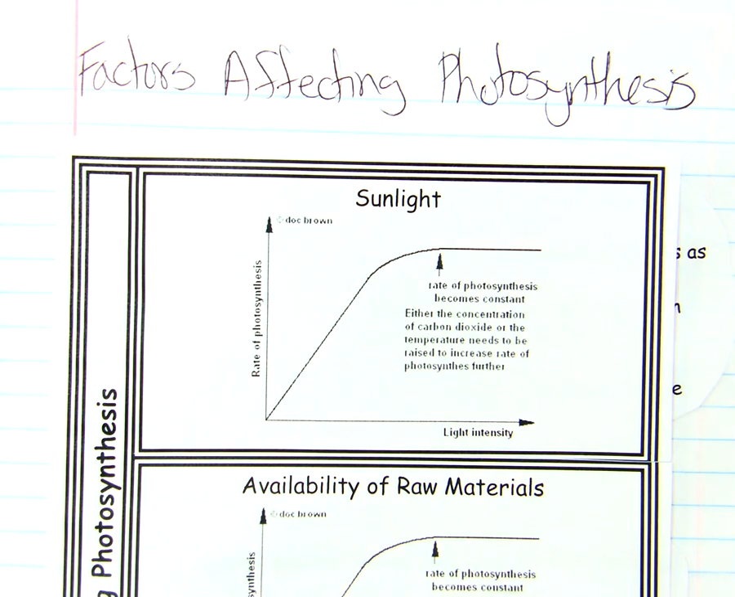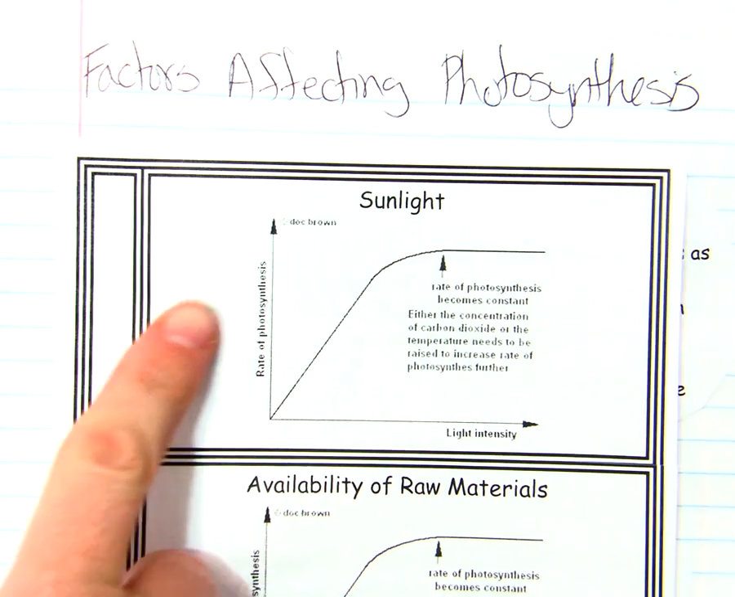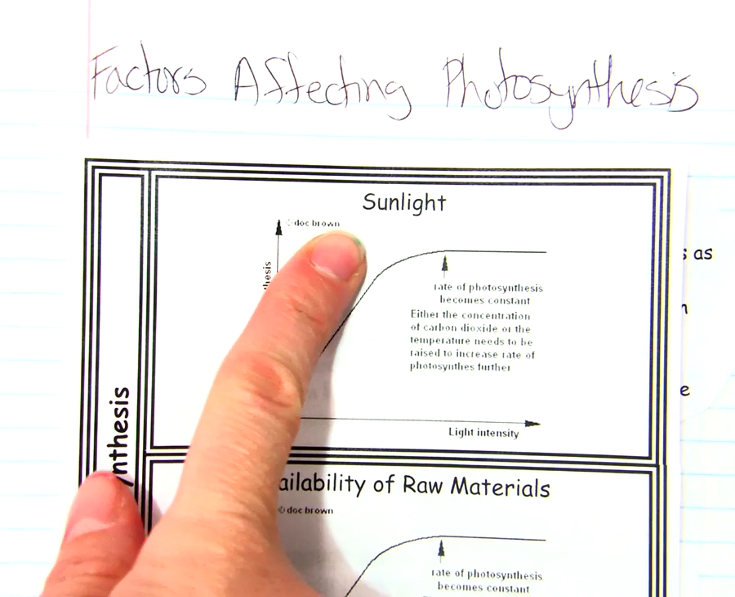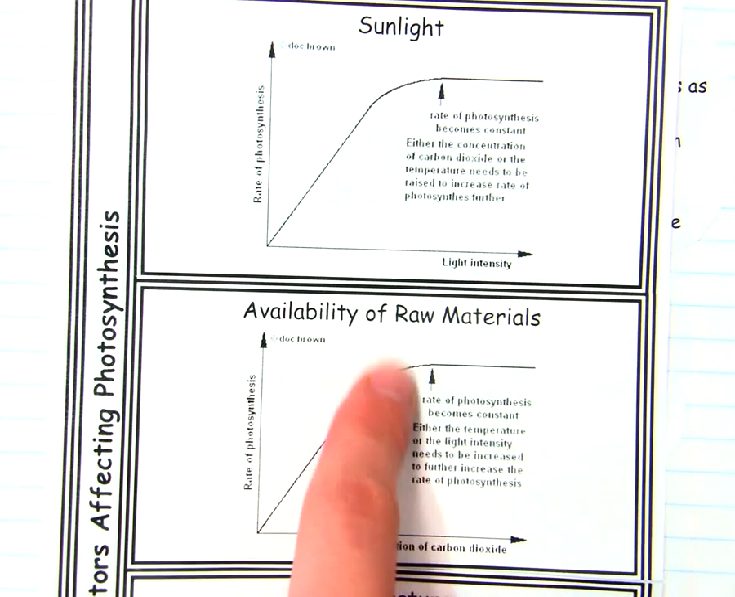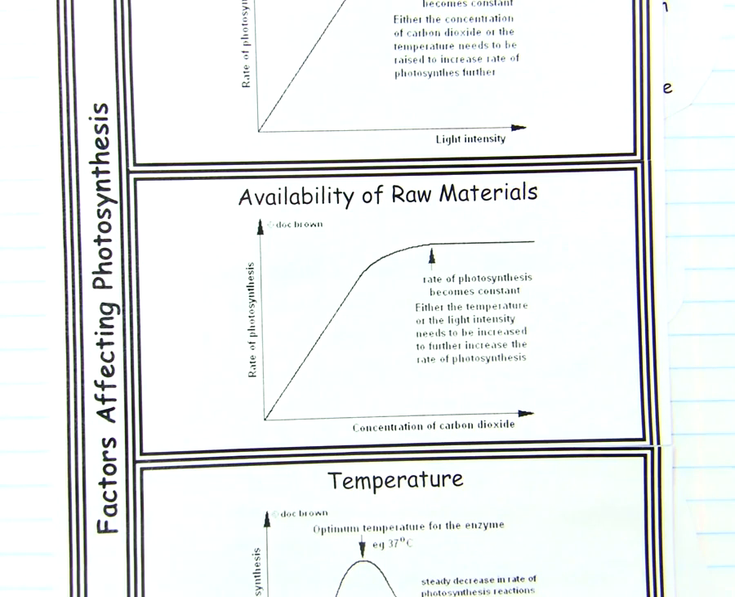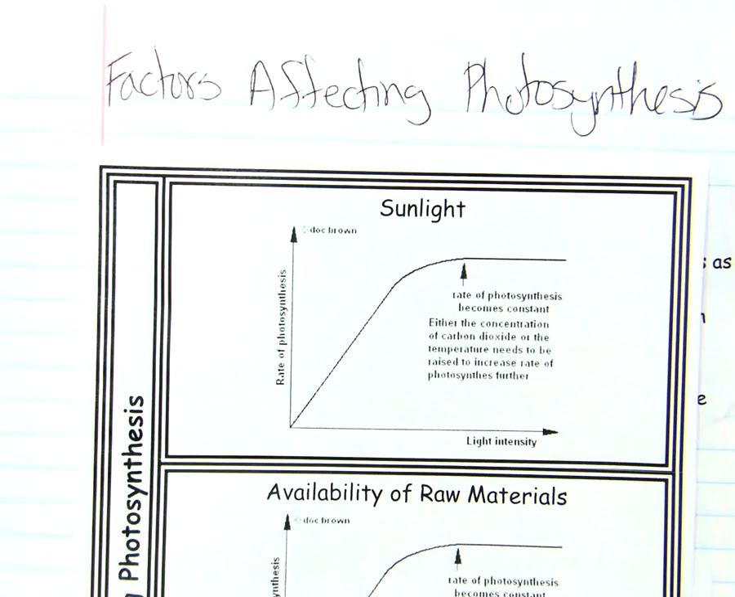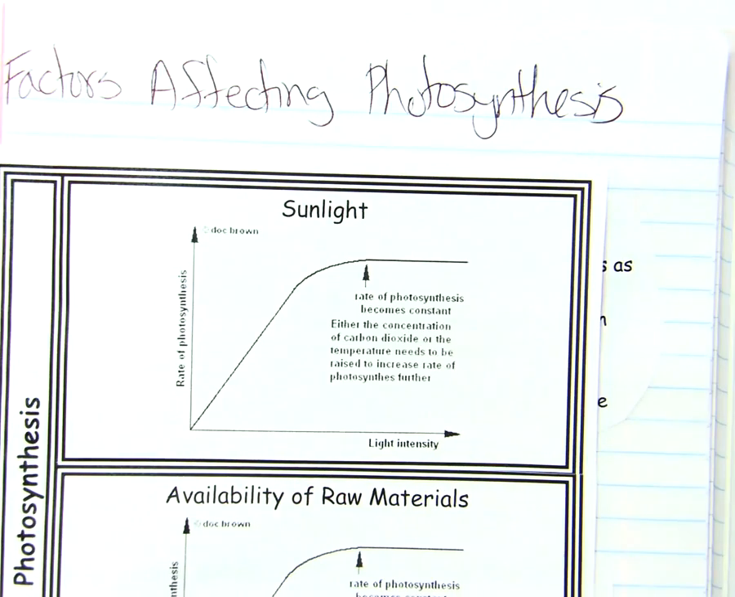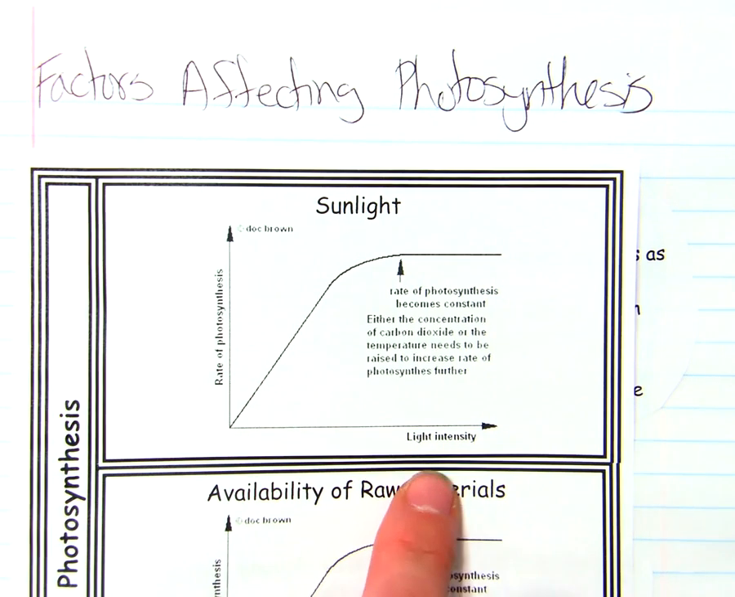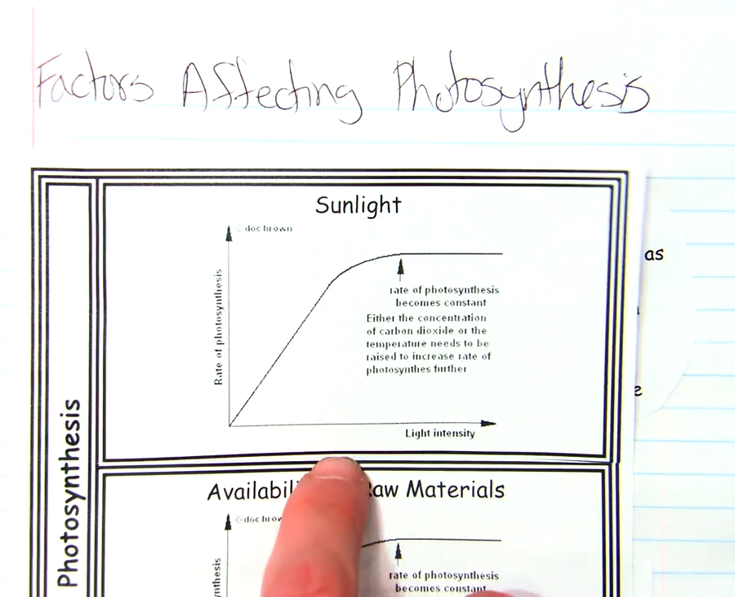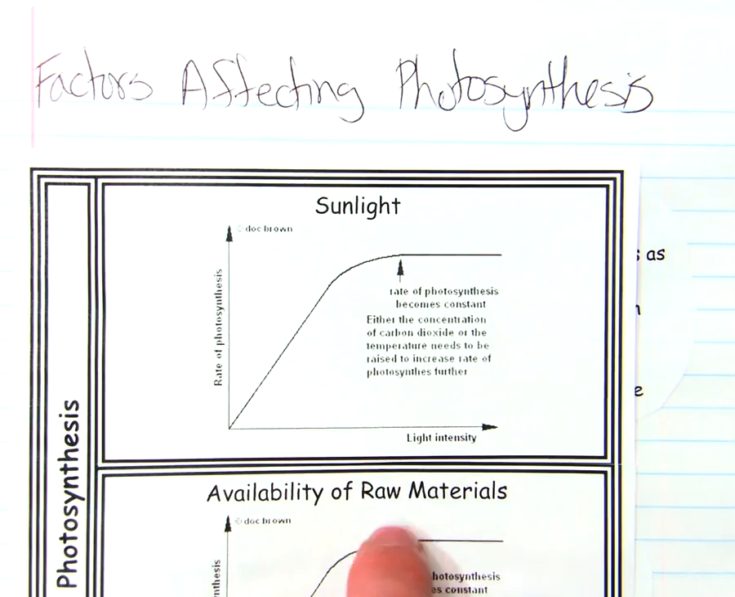Set of notes: factors affecting photosynthesis. So we have 3 of them. We have sunlight, availability of raw materials, and temperature are all things that are going to impact how quickly photosynthesis can occur. In our lab tomorrow, we'll be using an online simulation to investigate these more closely.